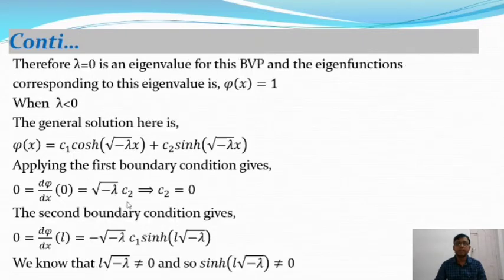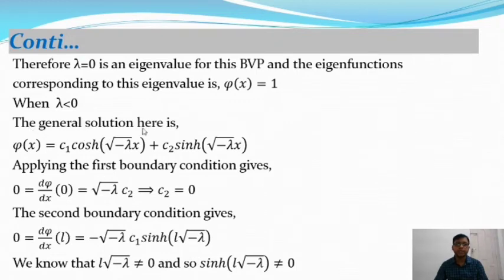Therefore, lambda equal to 0 is an eigenvalue for this boundary value problem, and the eigenfunction corresponding to this eigenvalue is phi of x equal to 1, since c1 is a constant. After that we are going to solve the differential equation of phi when lambda is less than 0.